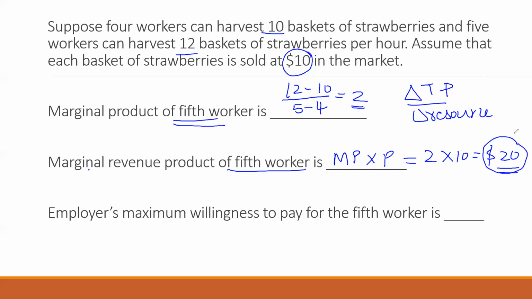Now, what is the employer's maximum willingness to pay for the fifth worker? That can be up to this $20. If he's paying anything up to $20 or below $20, he doesn't make any loss. If he has to cross $20, that's when he starts to make a loss. So to apply marginal analysis, he can pay up to $20, nothing more than that.